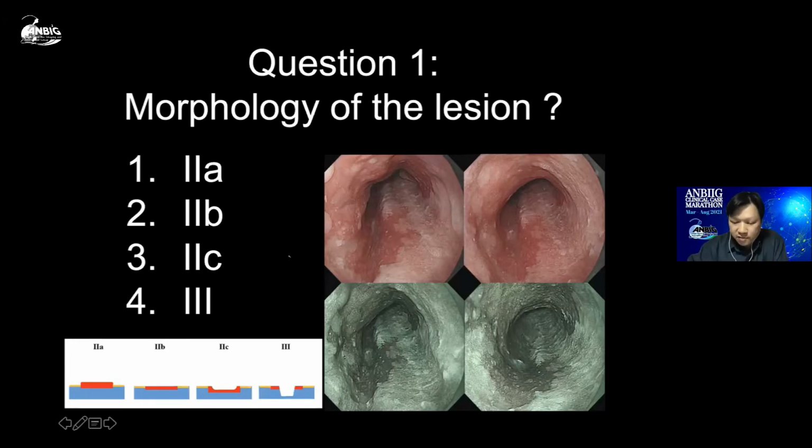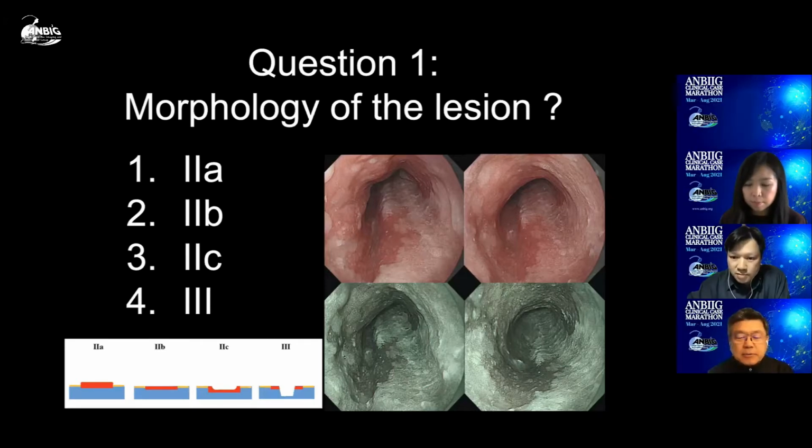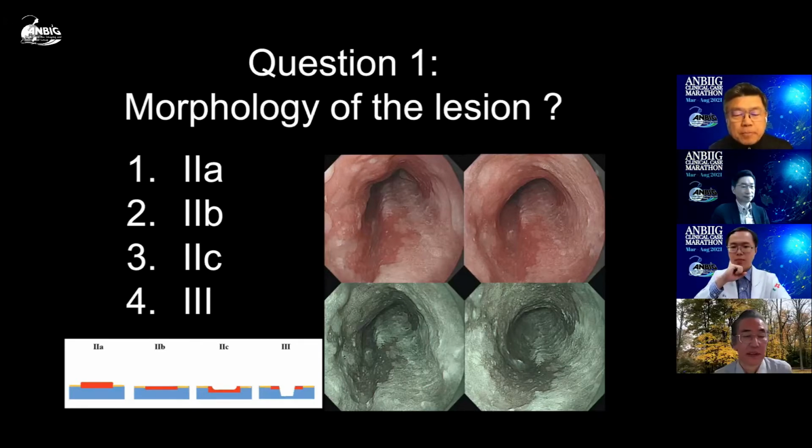What's your opinion, Professor Zhang? Yeah, I agree with you. Mostly a flat lesion, but it looks depressed because the color is deeper. So if you cut this lesion, pathologically you can find there is type 2. Focally maybe 2C, but most of the lesion may be type 2B.